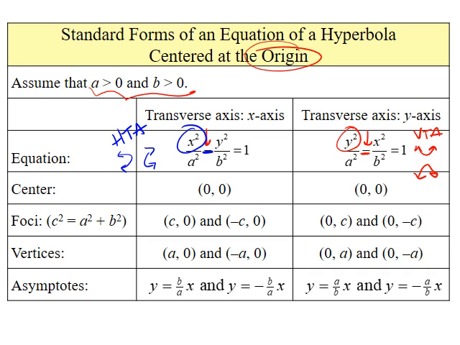Sometimes we will have asymptotes in this case, and sometimes we are asked to find the asymptotes. If the hyperbola is centered at the origin, then the asymptotes are found by this equation here. It's basically an equation of a line, and it's plus or minus b divided by a, or a divided by b. So it just kind of depends on the transverse axis.